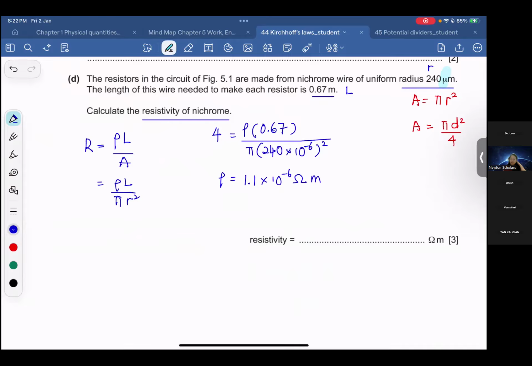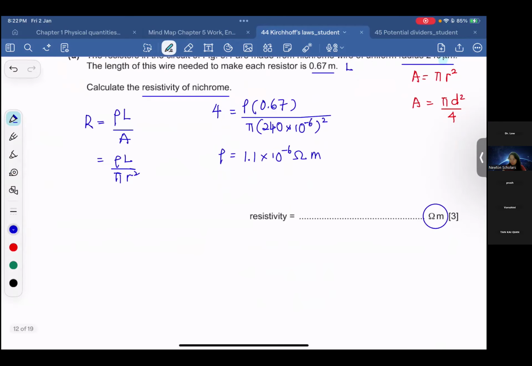Okay, ohm meter. Here they already tell you ohm meter. If you really don't know, then you can rearrange. Rho equals RA over L. So this one is ohm, then meter square divided by meter. So at the end you get ohm meter. Okay, no need to memorize. We can derive. So this is the answer.